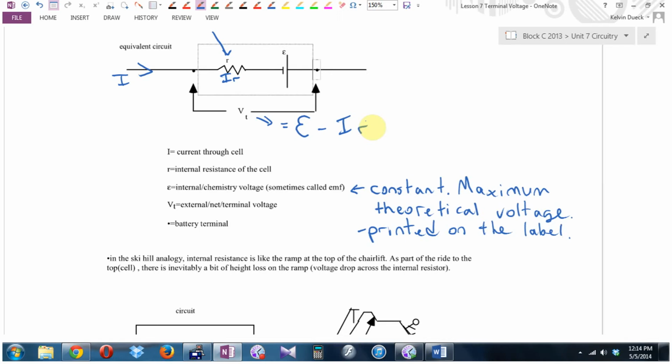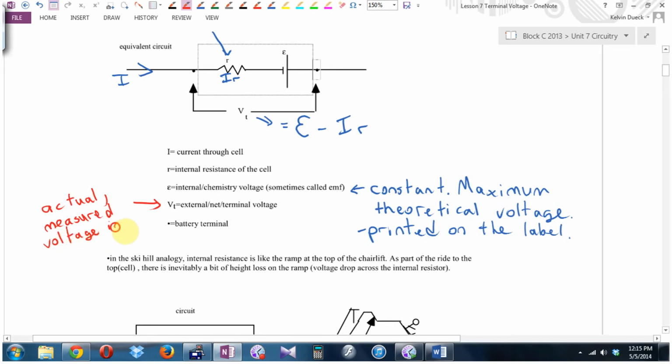Okay? So let's look at this again. Here's our circuit. This is the chairlift height. It's constant, never changes. It's the maximum theoretical voltage. It's printed on the label. But the terminal voltage, this is the actual measured voltage once you're in the circuit.